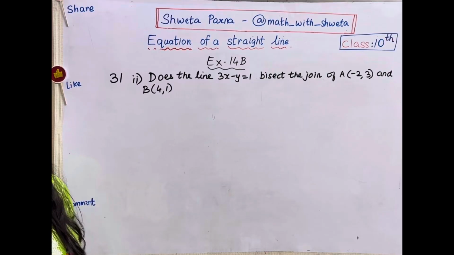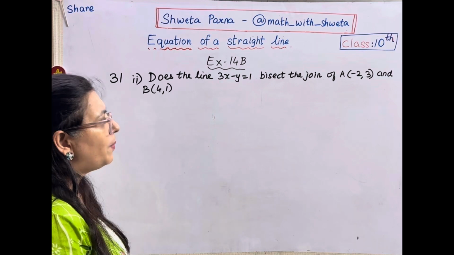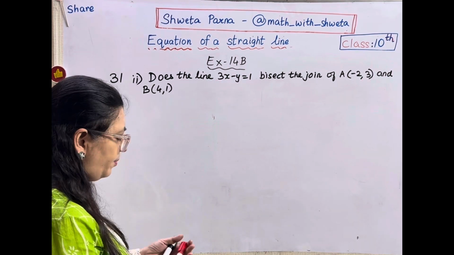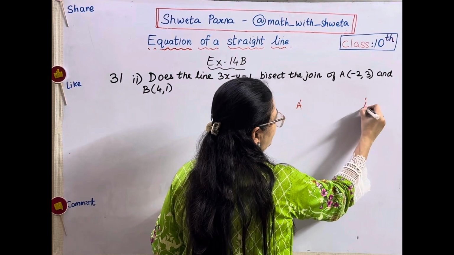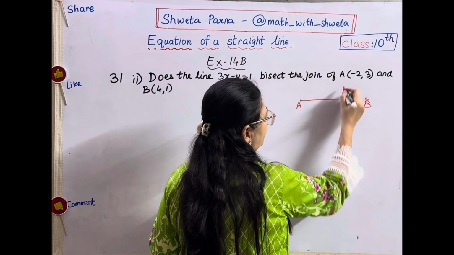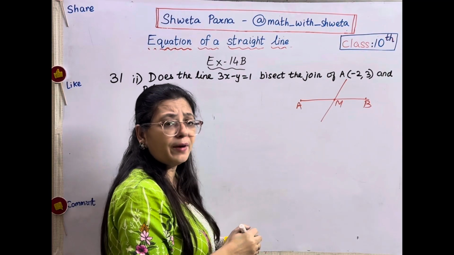Let's do question number 31, the second sub question. Does the line 3x minus y is equal to 1 bisect the join of A and B? So A and B are given. Say this is A and this is B. Okay, does it bisect it? Does this line bisect it? So bisect means, does it divide it equally?